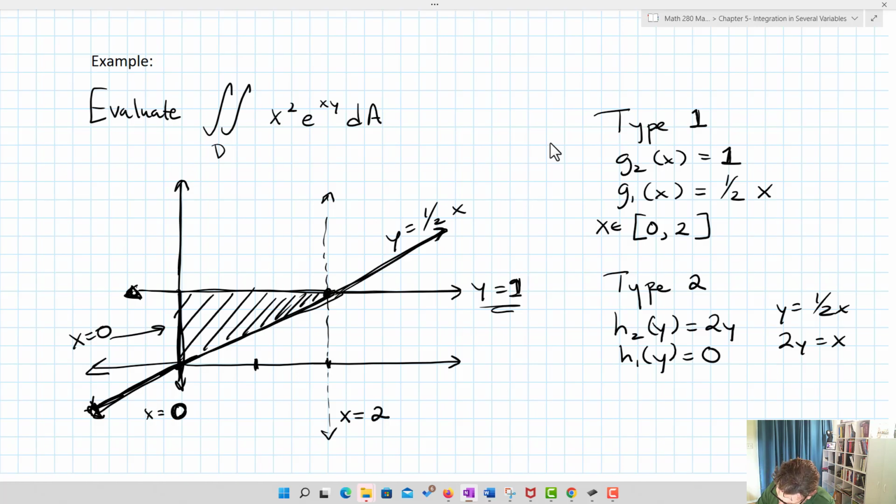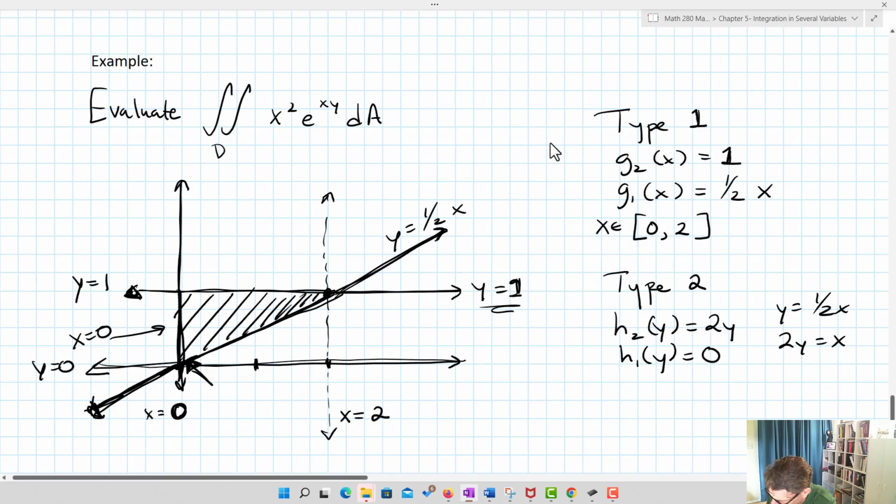And then what we're going to do is figure out what are the values of y that we're going to be integrating with respect to. So we're going to start out with y equals 0. That's the bottom of this graph, right here. That's y equals 0, and it's going to go up to y equals 1. So our y's are going to be between 0 and 1.